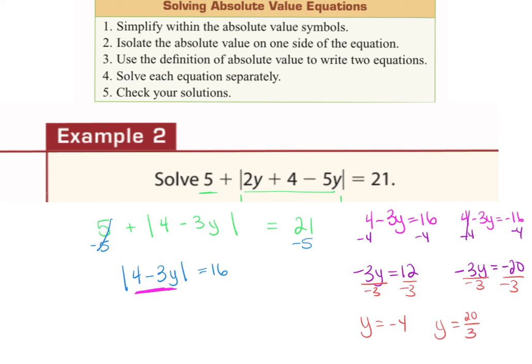So for these, you're always going to get two answers, always. You're going to get the absolute value by itself and then take the inside and set up two equations, one positive, one negative, all right? So I want you to try a couple of these.